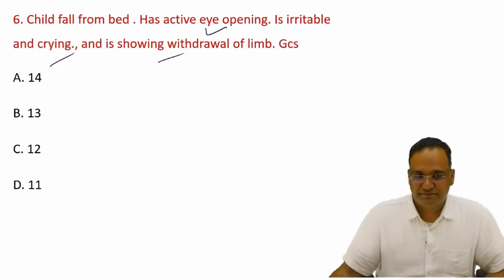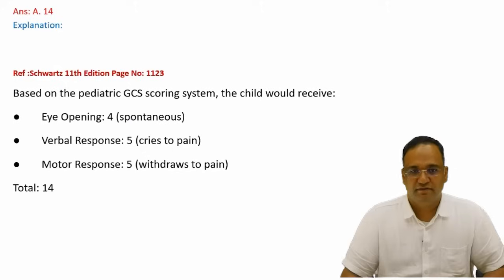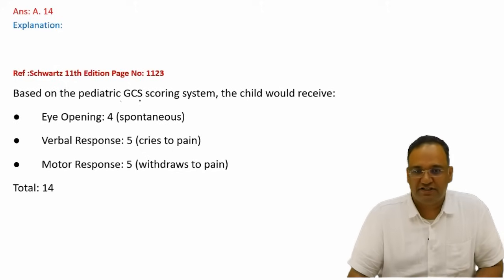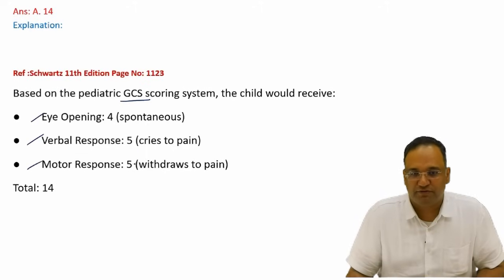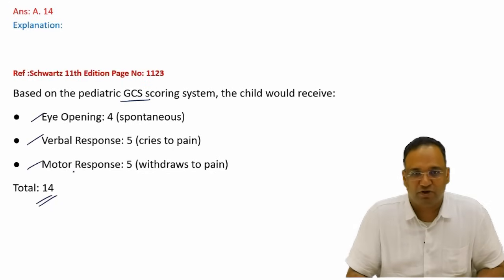What is the answer? The right answer is 14. How do we get 14? Based on the pediatric GCS scoring system, the child would receive eye opening number 4, spontaneous; verbal response number 5; motor response, withdraws to pain. So totally you get 14. You can get it for adult also, pediatric also. Schwartz 11th edition, page number 1123, very clear on GCS. Based on GCS, you will classify them into mild, moderate and severe head trauma, correct? Based on that, you will plan the treatment.